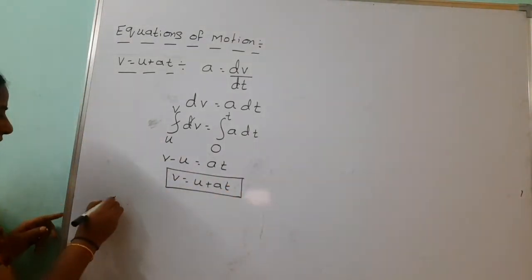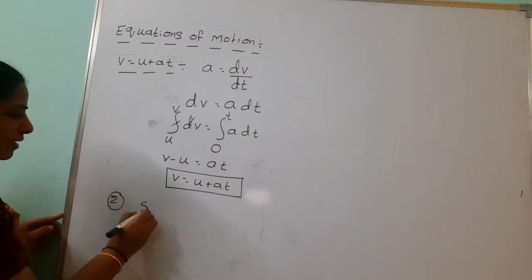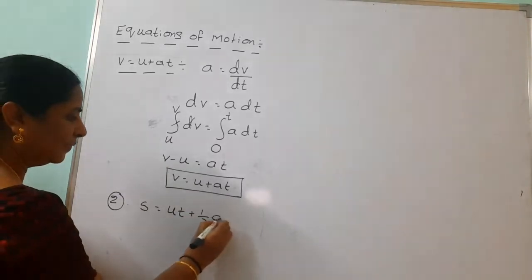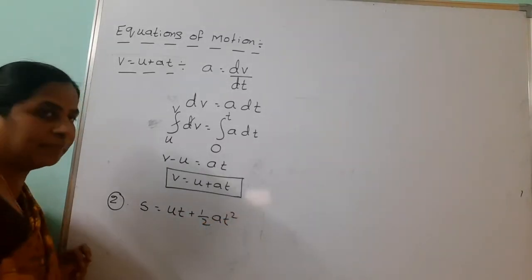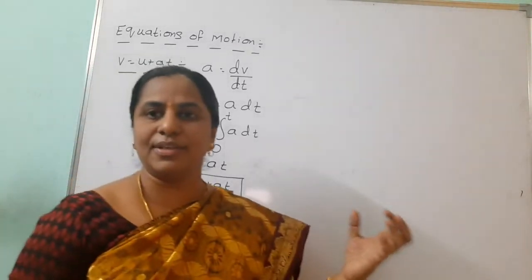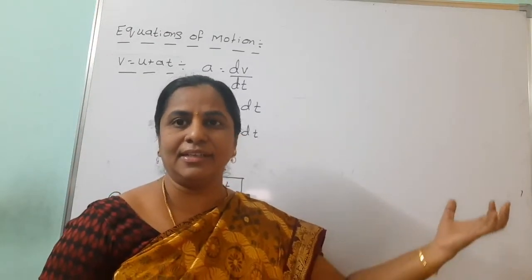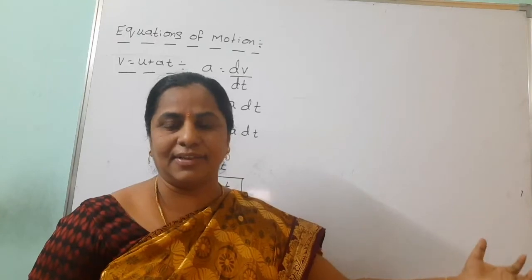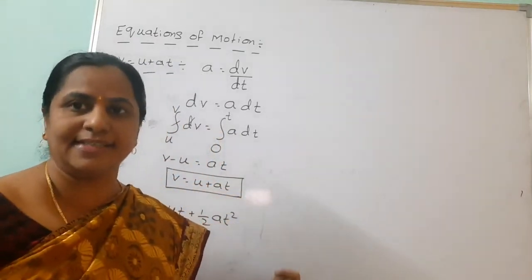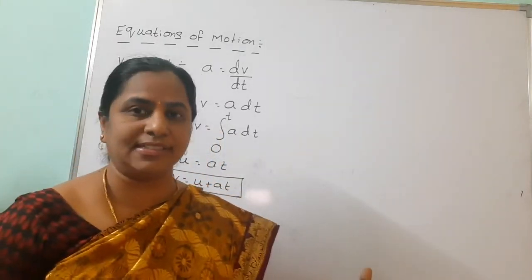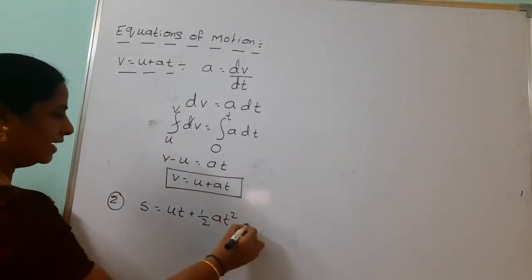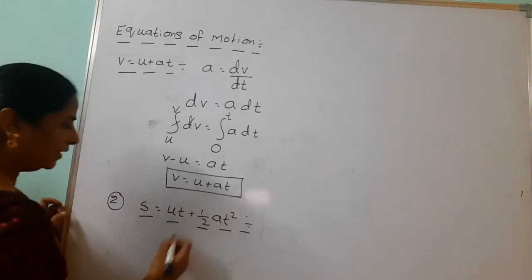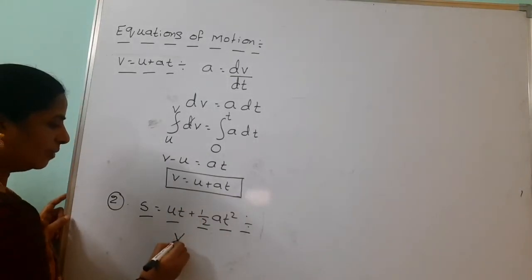Then for the second equation of motion we have to prove that s equals ut plus half at square. Here we consider the same body. The body is starting with initial velocity u and covering distance s in t seconds. How to find the distance, that too we should derive: s equals ut plus half at square. We know the formula for velocity.